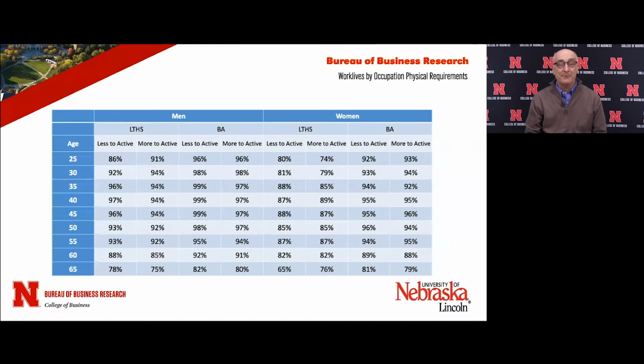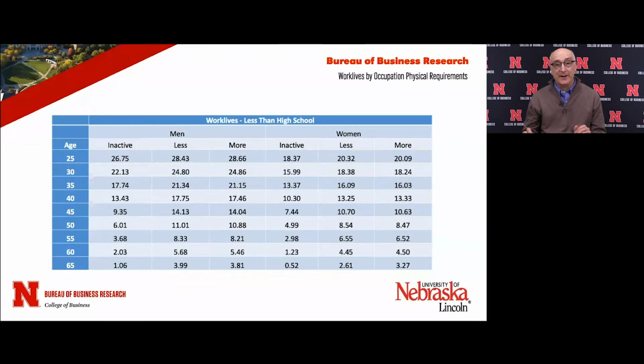And the same is true for men with bachelors, for women with less than high school, and women with bachelors. So what that says is there's very different probabilities of moving from the less physically demanding jobs to the more physically demanding jobs by education. But these people are still working. And so what you get are work lives that are very similar.